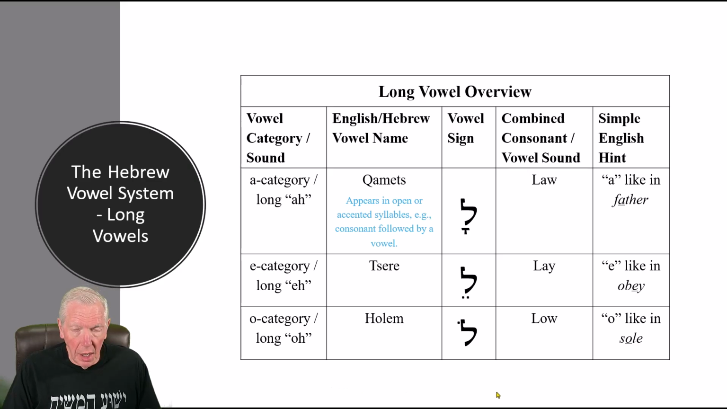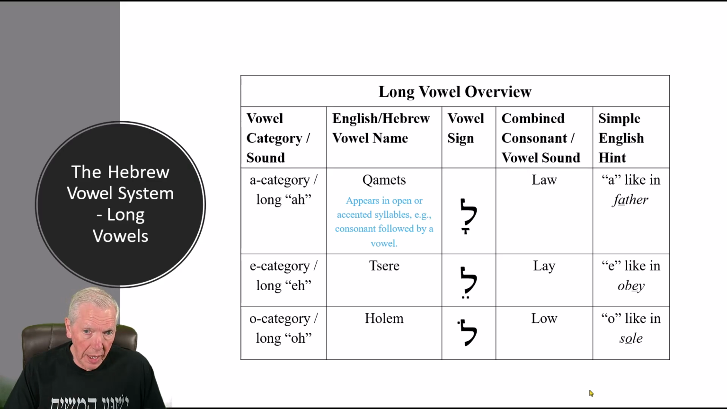So in this first chart, we're talking about the long vowels. There's an A category, an E category, and an O category. Now the first vowel point that we have is called a qamets. This is going to appear primarily in open or accented syllables. Remember that a Hebrew syllable is a consonant followed by a vowel. In this case, the letter is lamed, the consonant, and it's followed by the vowel, which is called qamets.